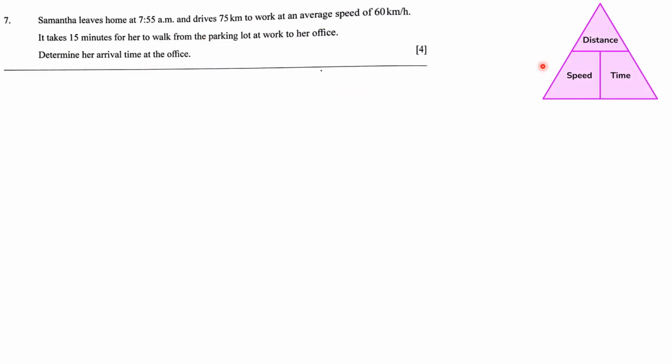And what's very useful is this speed, distance, time triangle. It tells us that if we're trying to figure out the time, we have to do distance over speed. And so time is distance over speed. What is the distance covered? The distance covered is 75 kilometers.